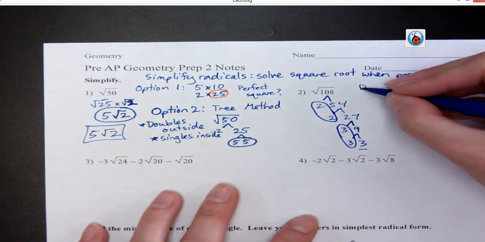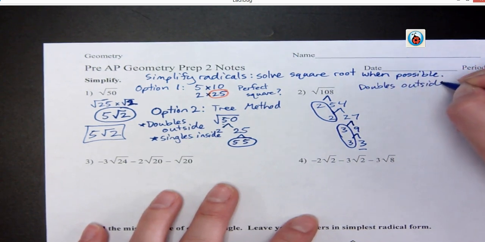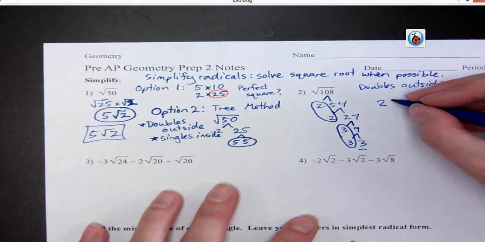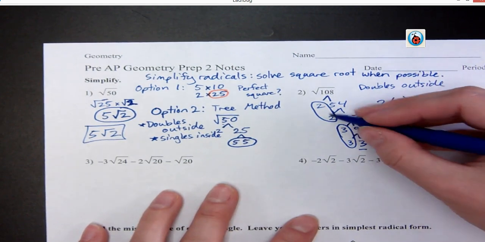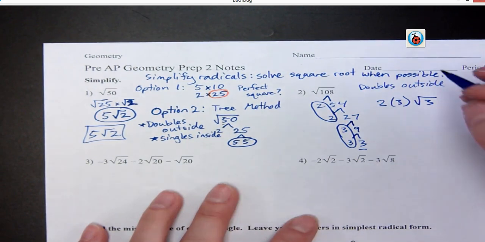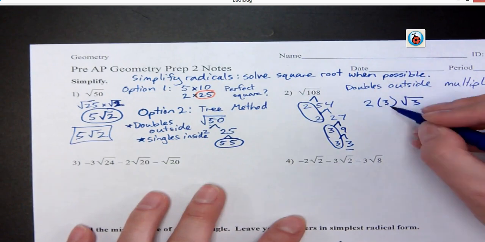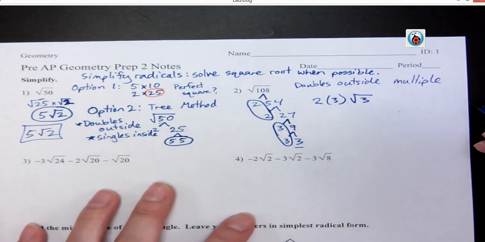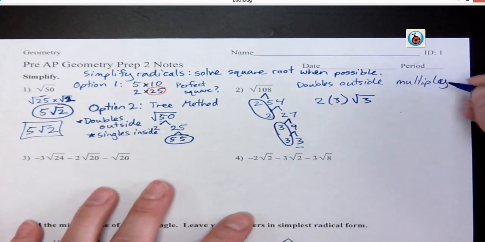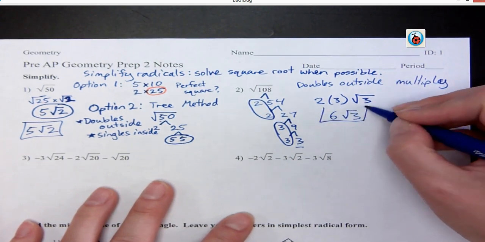So again, doubles outside. And so I have a 2 outside, I have a 3 outside, because we have 2 pairs, and then I have root 3, 1 3 is left over. And then you always multiply. If you have more than one number outside or more than one number inside, you always multiply. So that gives you 6 square root 3, which is your answer.